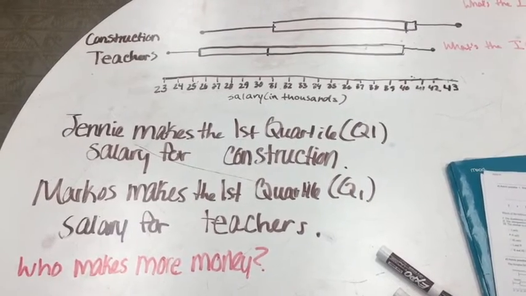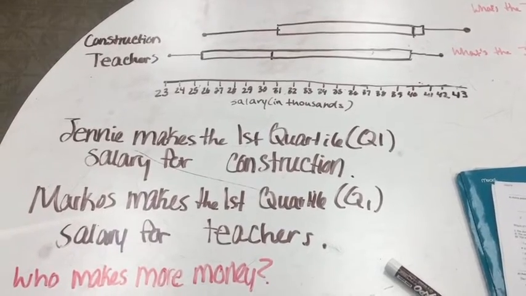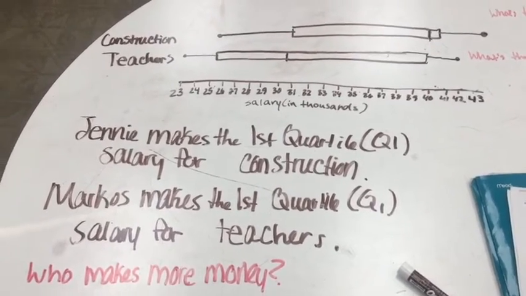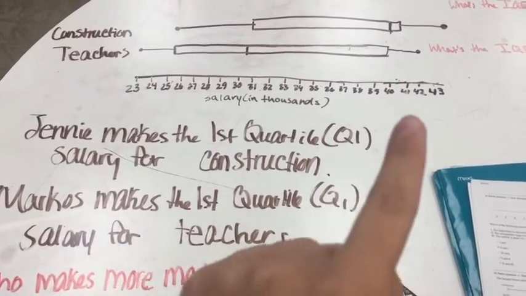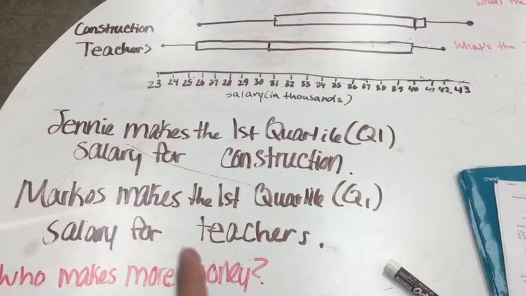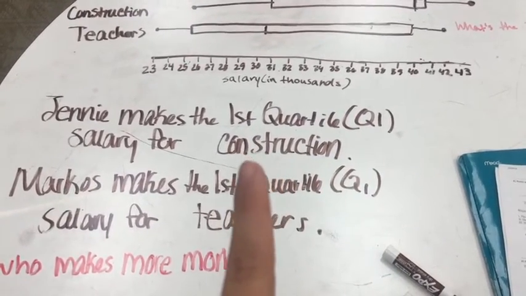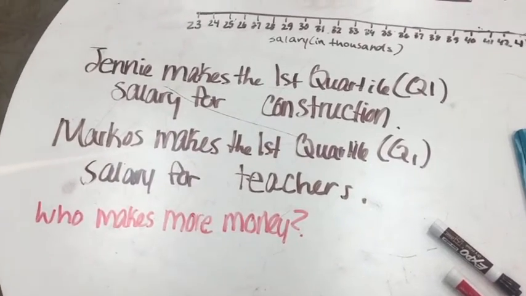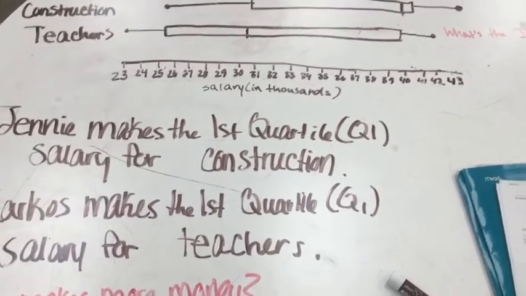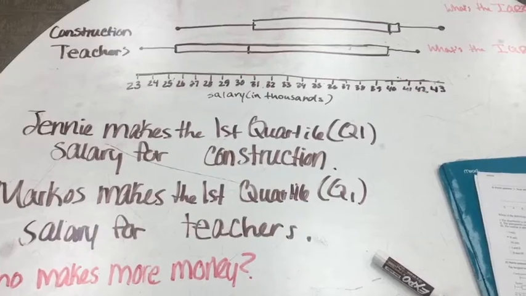So this is a problem that has to do with boxplots, and it's showing you two different salaries for construction workers and for teachers, and it's going by thousands on the scale. So it tells you right here that Jenny makes the first quartile for construction, and that Marcos makes the first quartile for teachers. And it's asking who makes more money. So in order to solve this, you have to know what Q1 means and where it is on the box.